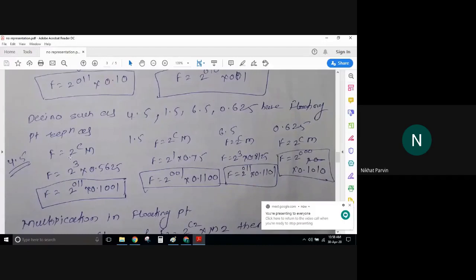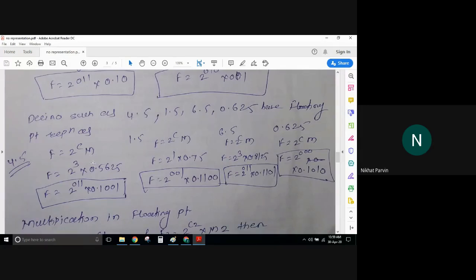What is the formula? F equals to 2 power c into m. I want the number 4.5 in this floating point representation. Here the integer is 4, meaning 2 power 2 will be your 4, right? And I am left with 0.5. That means if I take 4 into 0.5, definitely my answer will not be 4.5. So what should be the values of C and M to be taken? I have my limitation that the mantissa is 0.5 to 1.